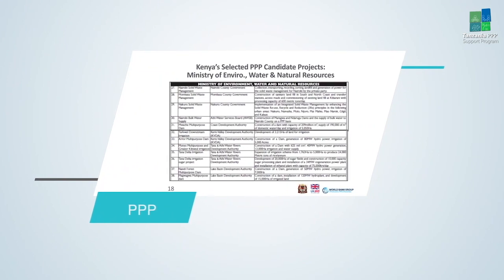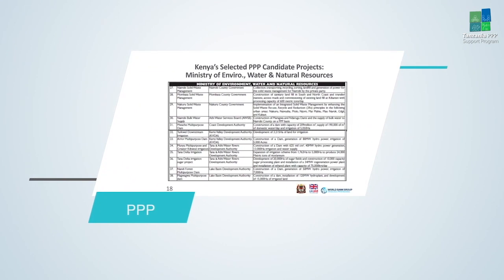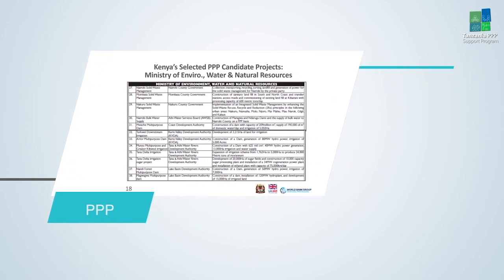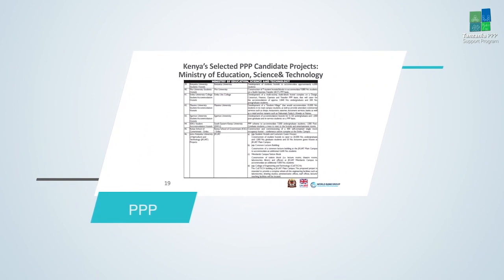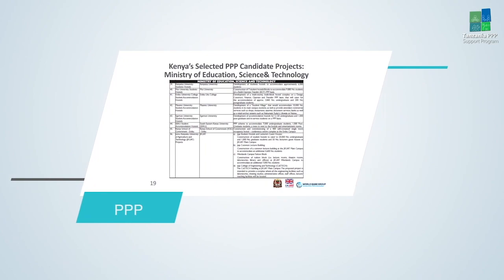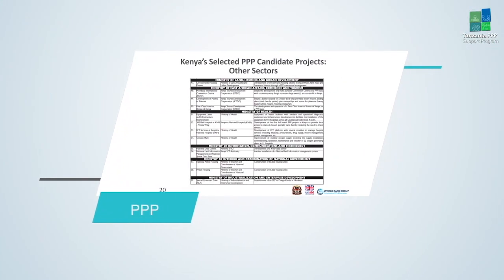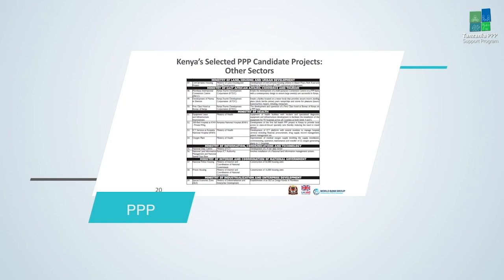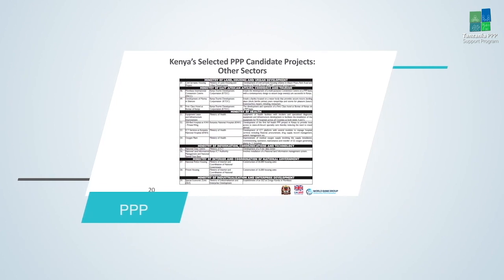Okay, so in Kenya, again, you'll see it was done across a number of different sectors. Here is a look at candidate projects they identified for the Ministry of Transport and Infrastructure. You'll see about 17 of those initially. The energy and petroleum sector, a number of projects, water, environment and natural resources, education, science and technology projects identified, as well as others. So overall, at least initially at one point, they had a potential pipeline of 70 projects.